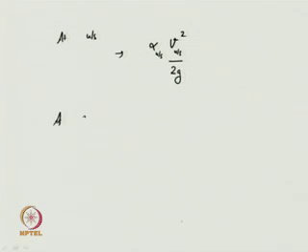Similarly, at the downstream section, the corresponding head will be alpha ds v ds squared by 2g. So, once you have these quantities, you now require to use these two heads in the energy correction factor. In the energy slope, you have already determined the energy slope earlier. That was the first approximation.